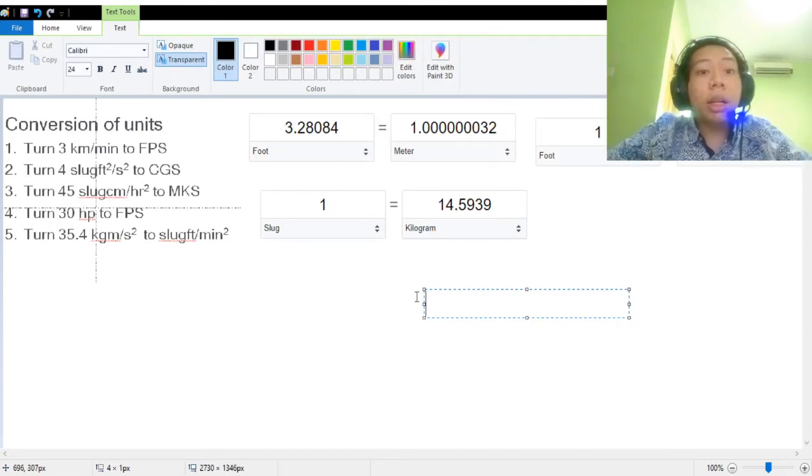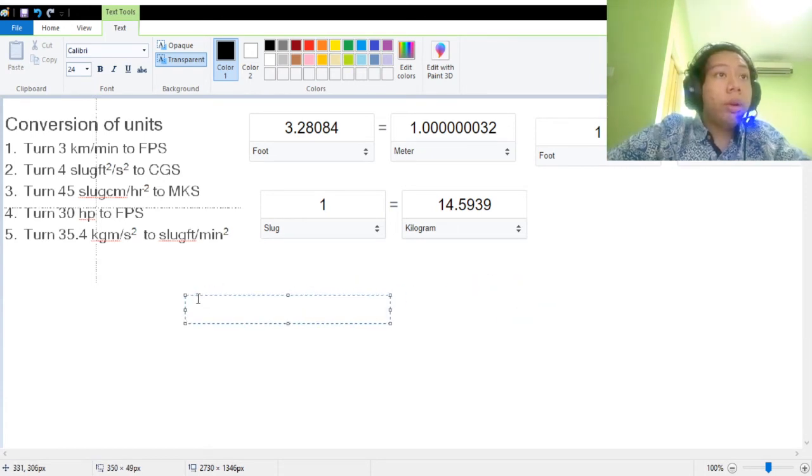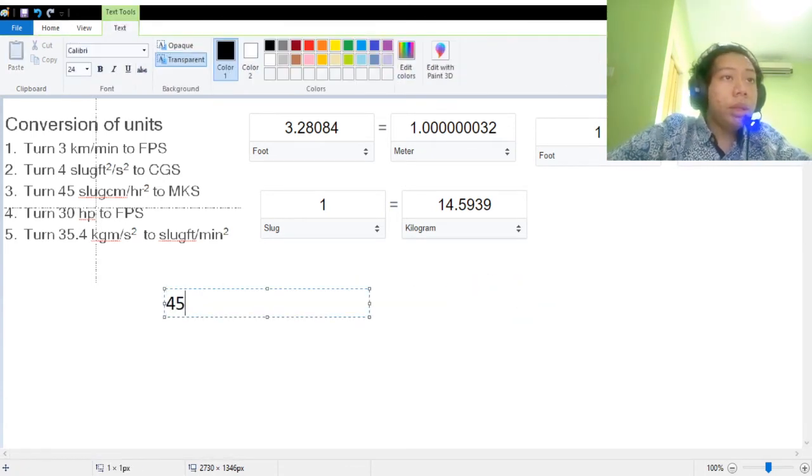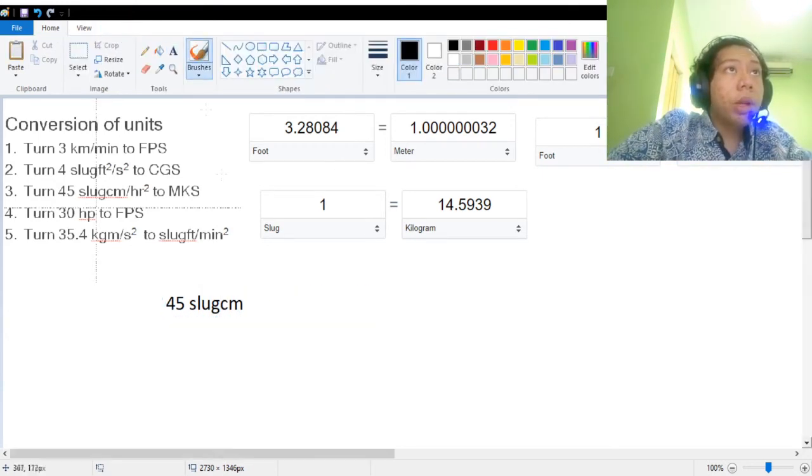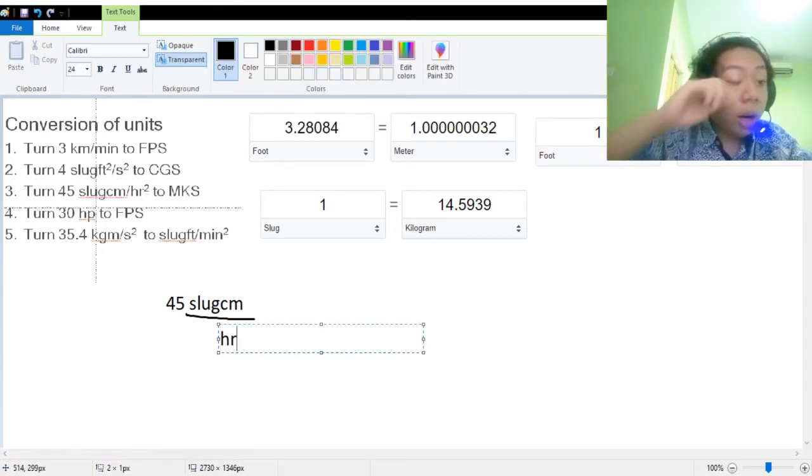Okay, for the third question, we have turn 45 slug centimeter per hour squared to MKS system. Okay, so 45 slug centimeter over hour squared.